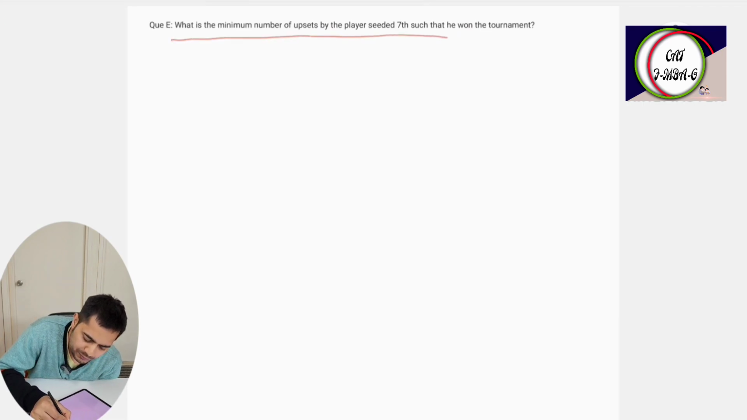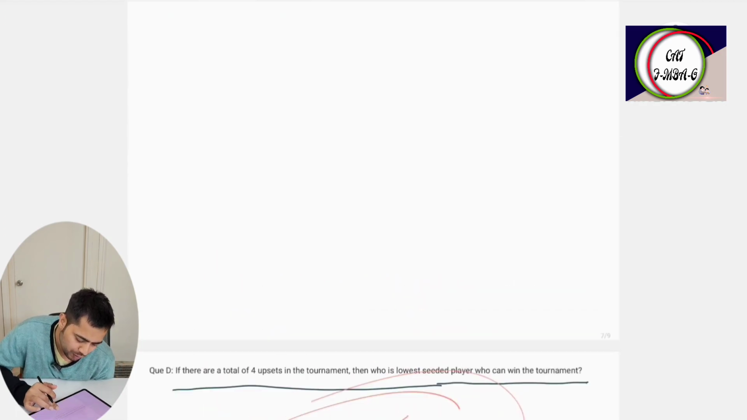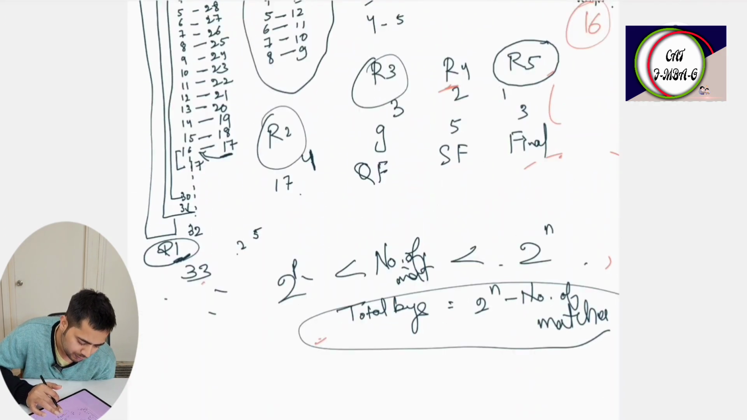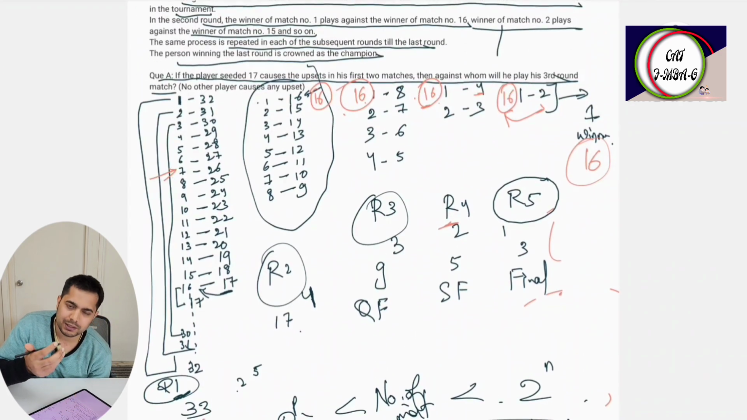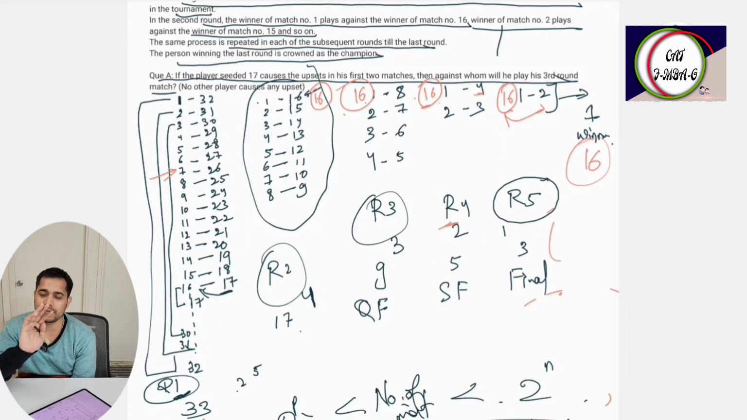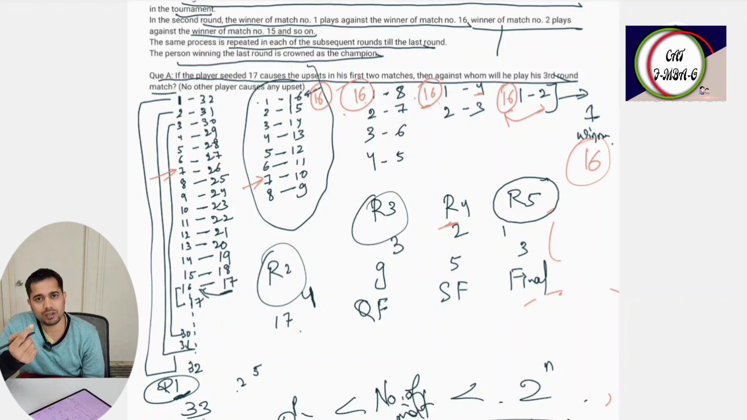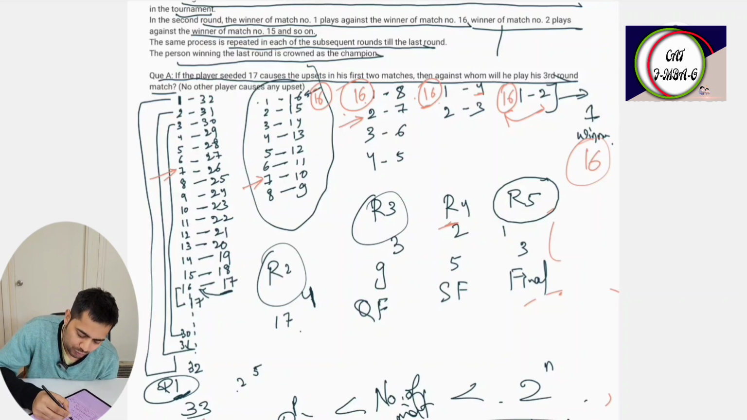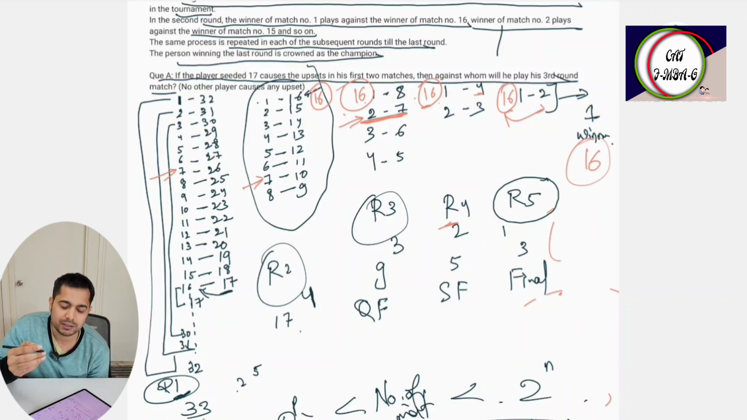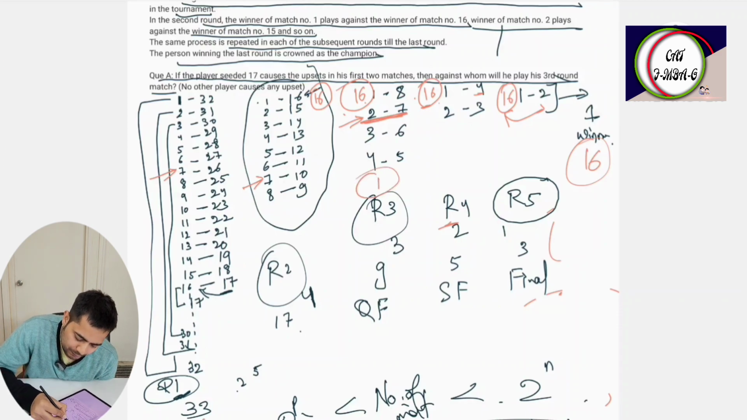What is the minimum number of upsets by the player seeded 7th such that he wins the tournament? We want 7 to win the tournament. Let's see. 7 and 26, definitely 7 will win without causing an upset. So 7 will reach here. 7 and 10, 7 will win without causing an upset. 7 will be here. Now if 7 wants to move ahead, 7 has to cause an upset because 7 is the lower seeded player. So one upset is there.